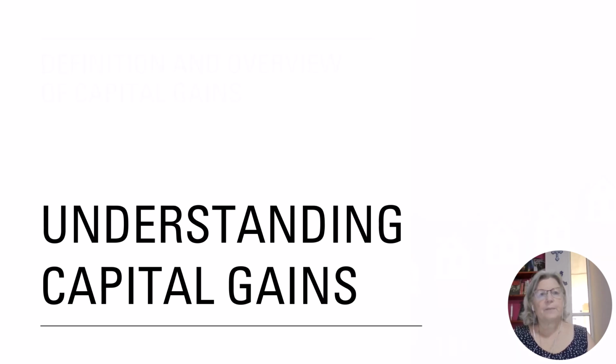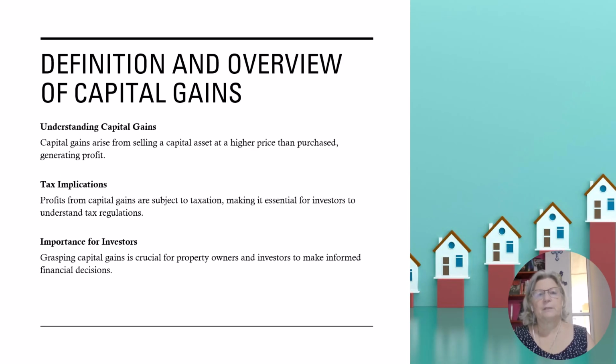So understanding capital gains: a definition and overview. All a capital gain is, you buy a house. You pay $250,000 for it. How do you get a capital gain? Well, you sell it for $500,000. 500,000 minus 250,000, you have a capital gain of $250,000.